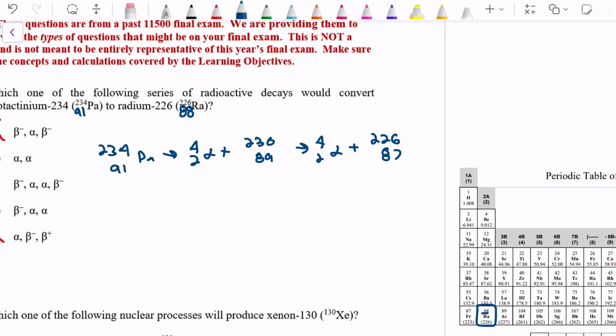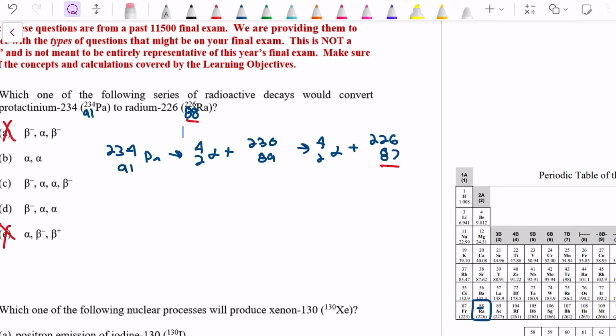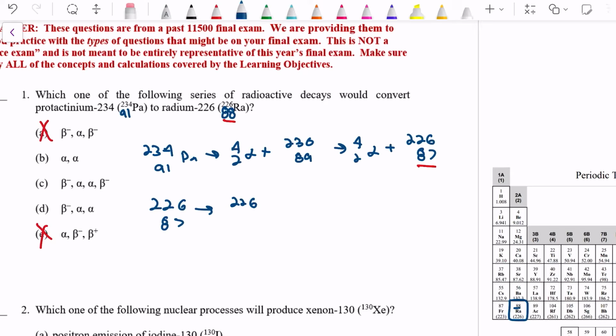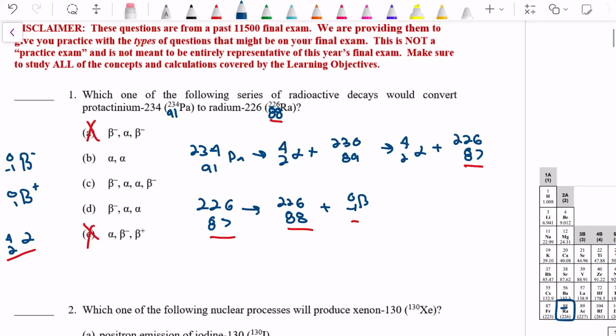The only problem is that our atomic number is 1 less. Starting on the next line so I have more room, through some form of decay, we need to make this into 226 and 88. In order to do that, we're going to need a beta minus particle, because this is the balanced equation: 88 minus 1 gives me the 87. So that leaves us with 2 alpha decays and 1 beta minus decay, which is only D. Only D has that option.